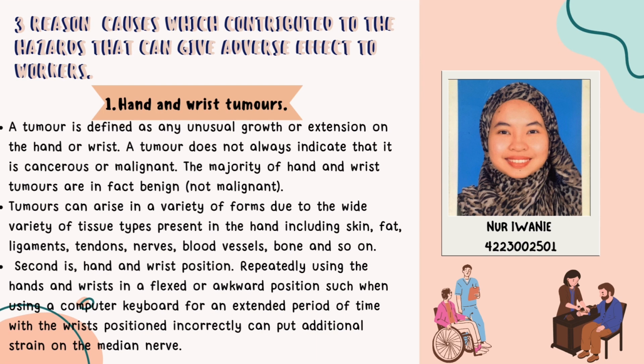Tumors can arise in a variety of forms due to the wide variety of tissue types present in the hand, including skin, fat, ligament, tendon, nerve, blood vessel, bone, and so on. Second is hand and wrist position. Repeatedly using the hand and wrist in a flexed or awkward position, such as when using a computer keyboard for an extended period of time with the wrist positioned incorrectly, can put additional strain on the median nerve.